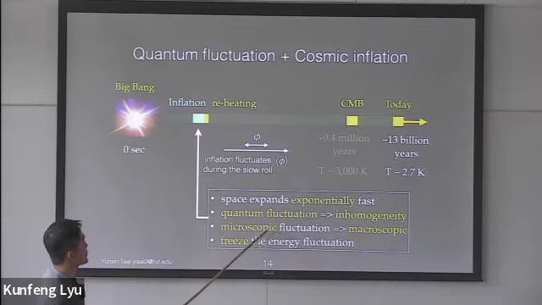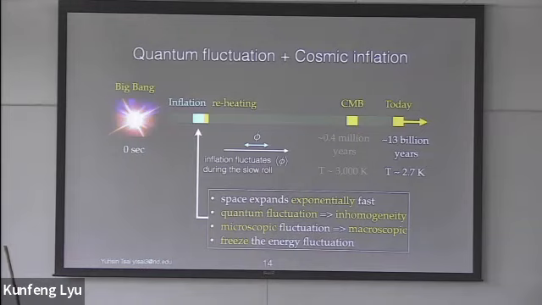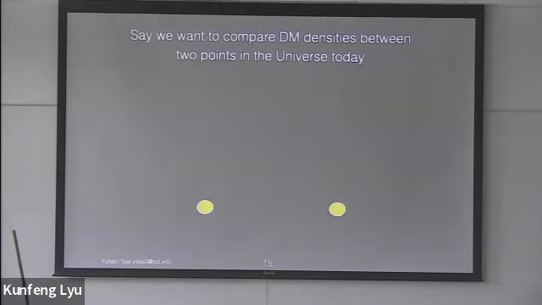And the inflation also makes sure this quantum fluctuation got frozen out when they leave the horizon, until at the very late time, the perturbation enters the horizon again. So this is just the basic picture.